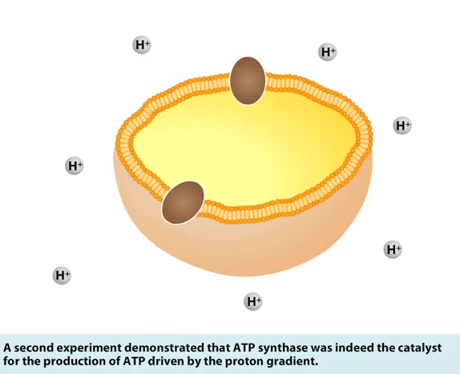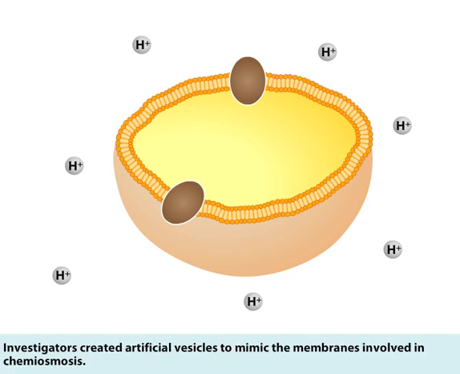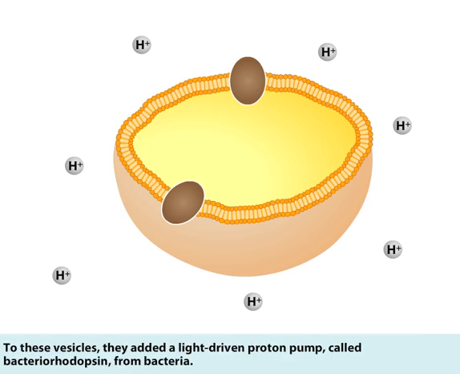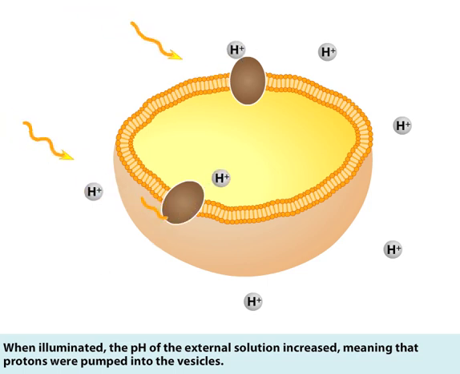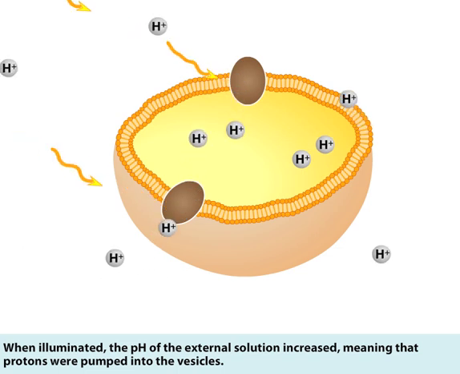A second experiment demonstrated that ATP synthase was indeed the catalyst for the production of ATP, driven by the proton gradient. Investigators created artificial vesicles to mimic the membranes involved in chemiosmosis. To these vesicles, they added a light-driven proton pump called bacteriorhodopsin from bacteria. When illuminated, the pH of the external solution increased, meaning that protons were pumped into the vesicles.